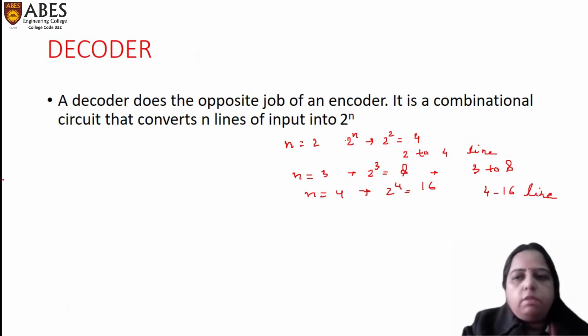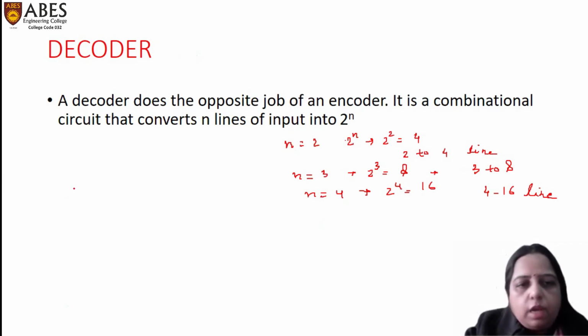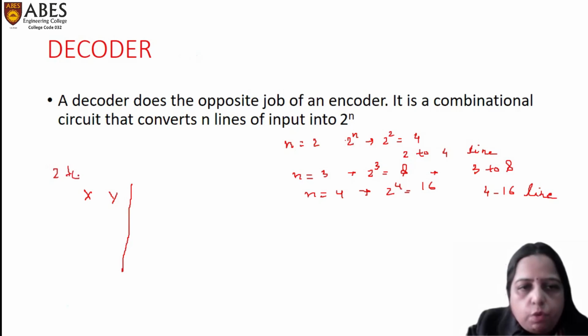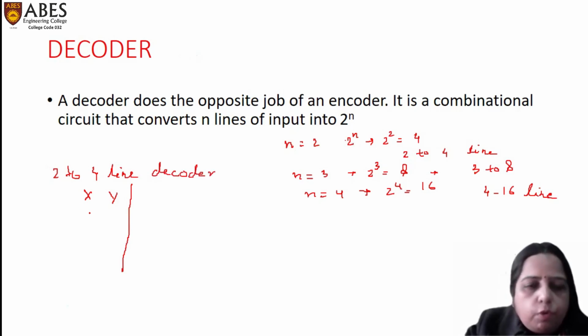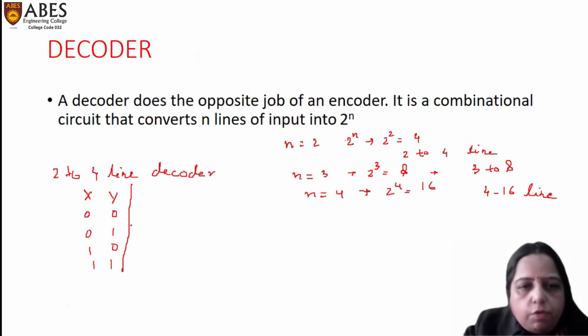So first of all, we would be discussing 2:4 line decoder. So in case of 2:4 line decoder, we have two inputs, that is X and Y, and corresponding to this, we would be having four outputs. So in case of 2:4 line decoder, inputs will be 0, 0, 0, 1, 1, 0, and 1, 1. So now what will be the outputs? Outputs can be D0, D1, D2, D3.